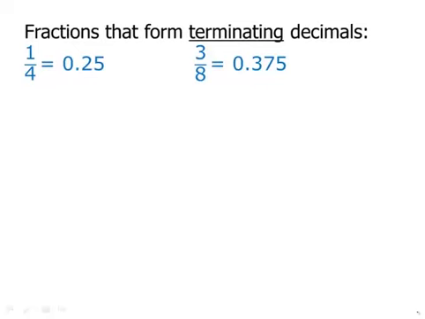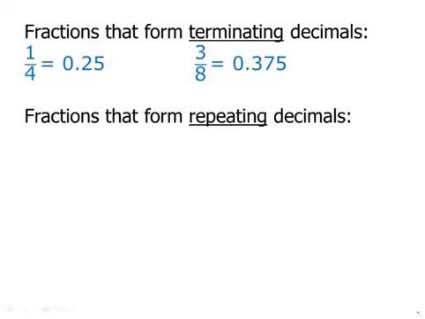If it doesn't terminate, if it goes on forever, then it repeats. Fractions that form repeating decimals. So for example, with 1/3, that's just 0.333 repeating. So it's the same digit repeating over and over again. Technically, to write it correctly, we'd have to write an infinite number of threes. That would be inconvenient. Instead, we write it with a bar over the last three, and that bar just means continue to repeat this decimal forever.